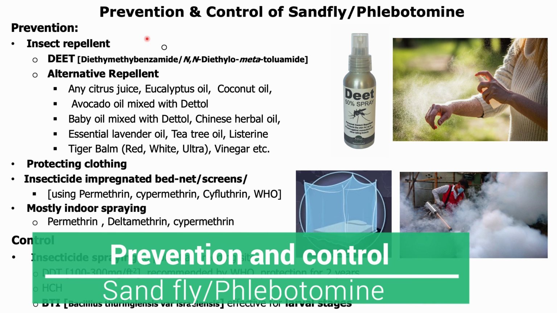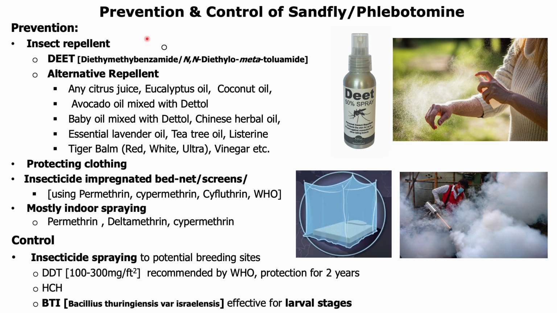Prevention and control of sandfly or phlebotomy. Avoid sandfly bites on the exposed areas of the body. Repellent lotion or spray such as DEET is very effective and useful. One can use it on exposed skin when going outside. People are trying many alternatives of repellents such as citrus juice, eucalyptus oil, coconut oil, tea tree oil, tiger balm, etc. I am not sure about their efficacy and duration of protection.